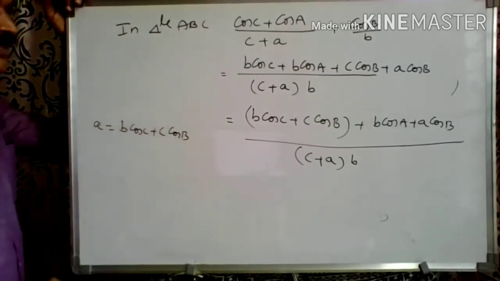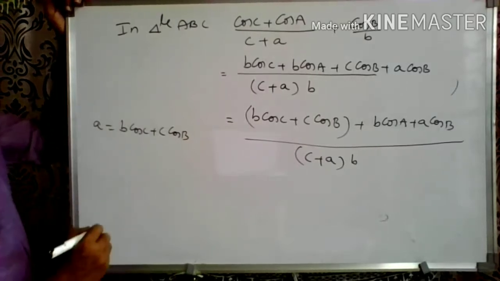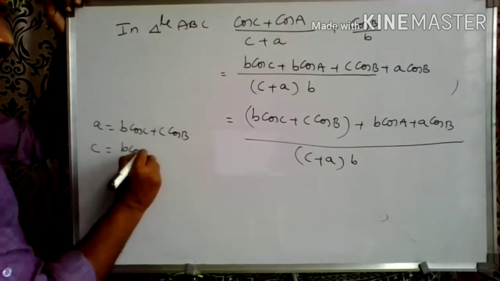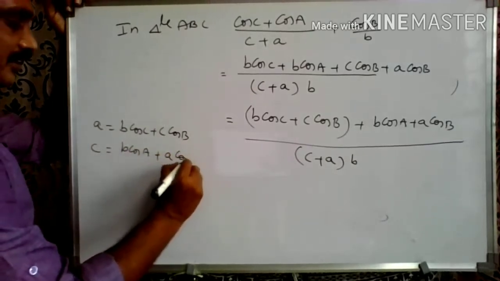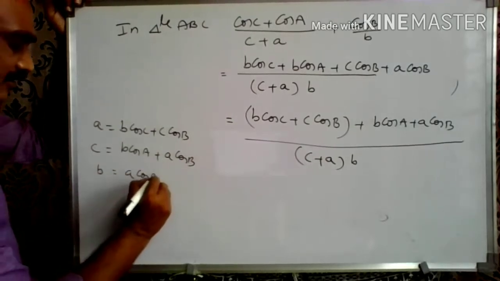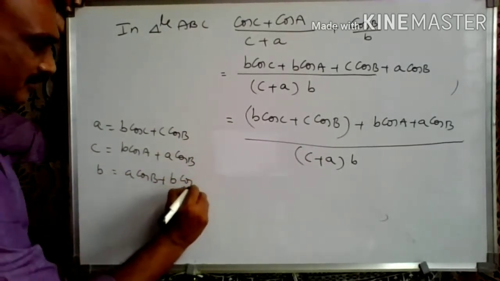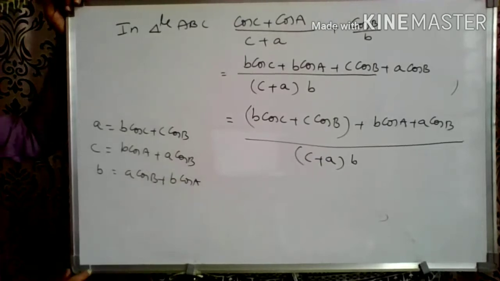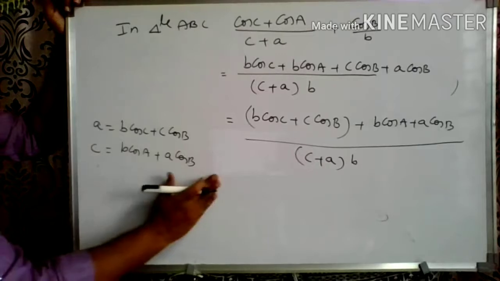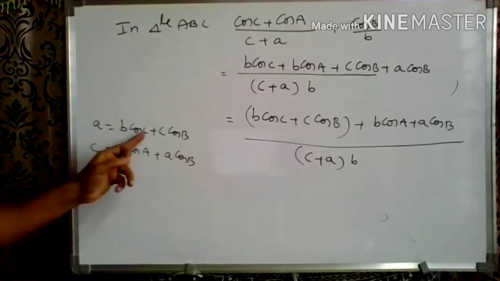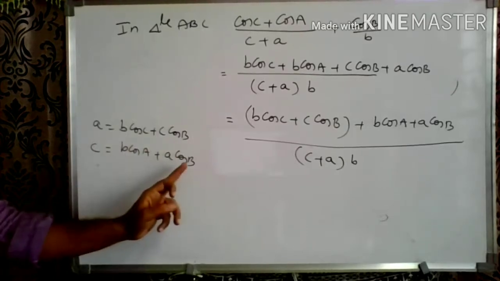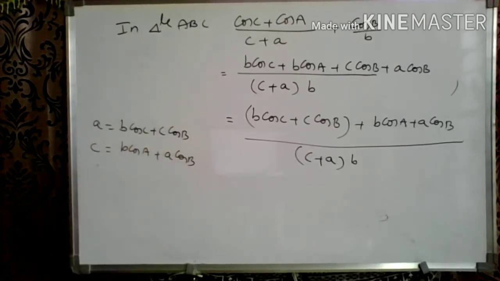Students, b cos A plus a cos B is equal to c. So c is equal to b cos A plus a cos B. Next, b is equal to a cos C plus c cos A. Okay, students, so b cos C plus c cos B is equal to a. So b cos A plus a cos B is equal to c.